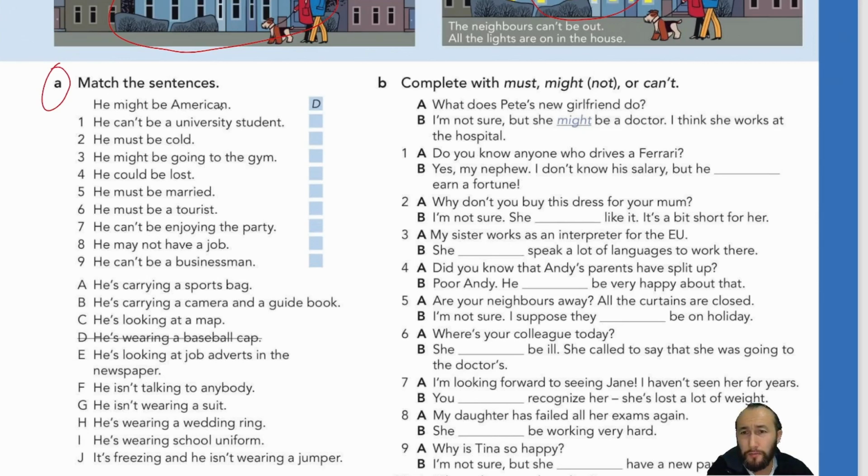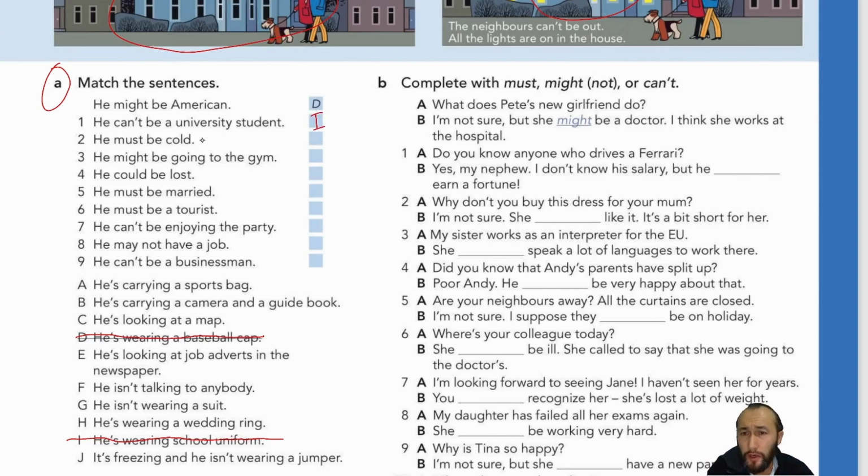So he might be American. And D, he is wearing a baseball cap. Okay, he can't be a university student. So if you go down here, I is good. He is wearing a school uniform. So if someone is wearing a school uniform, the certainty is very high that he can't be a university student. So I'm going to put here I, guys. Okay, that's how it works.